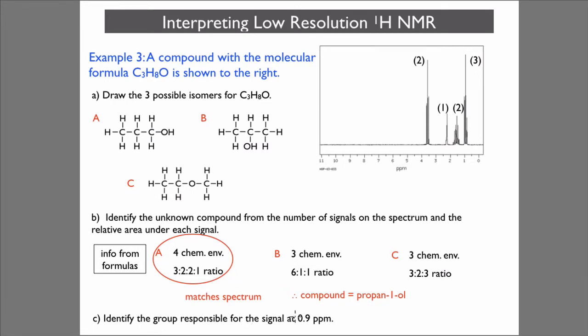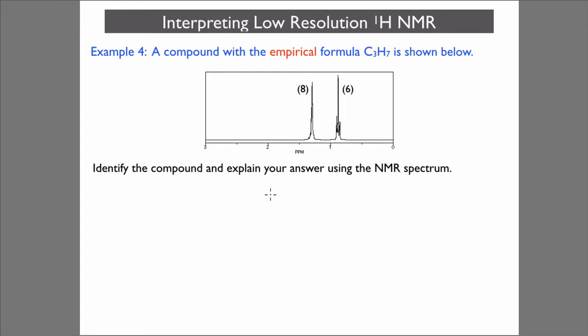The group responsible for the signal at 0.9 here is going to be the one furthest away from this oxygen, and we've got this methyl group over there, the terminal CH3 group.